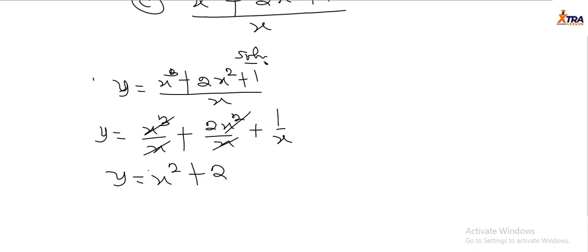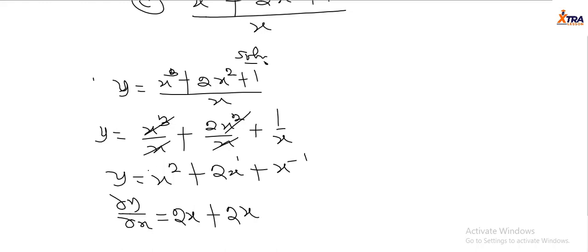y equals x to the power 2 plus 2x plus x to the power minus 1 in index form. Now let's differentiate. We have dy over dx now equals, these two will come down, then remove 1 from here, we have this power 1. This is power 1, 1 coming here, we multiply this, we still have 2. Now x is power 1 minus 1.